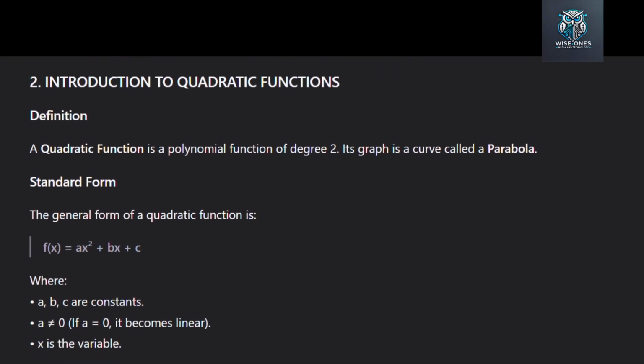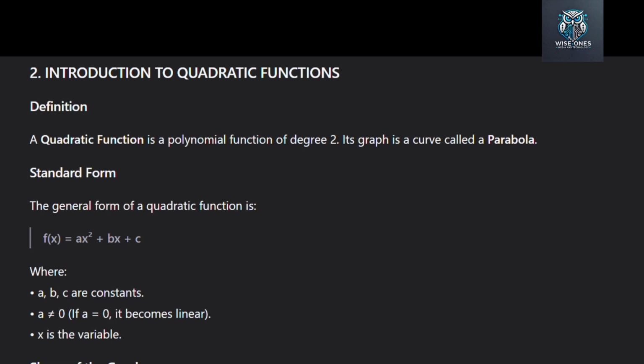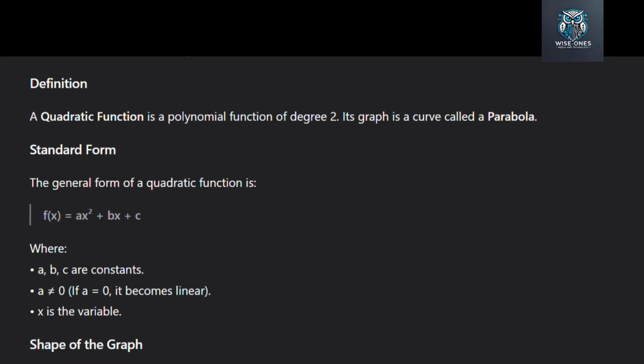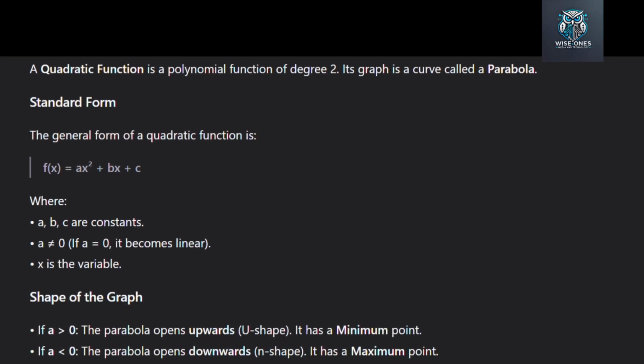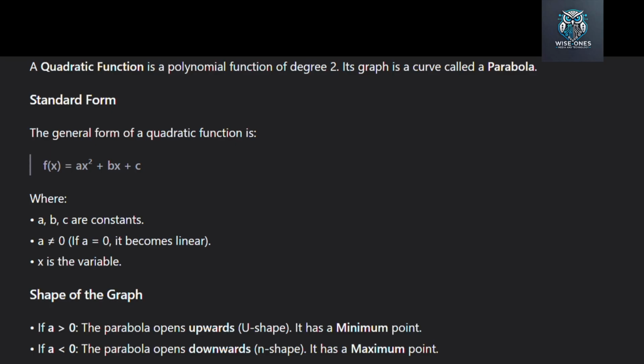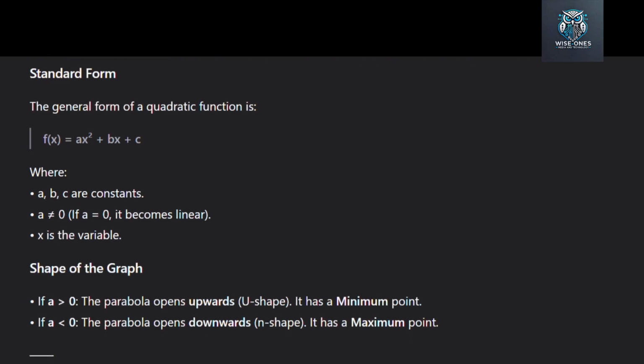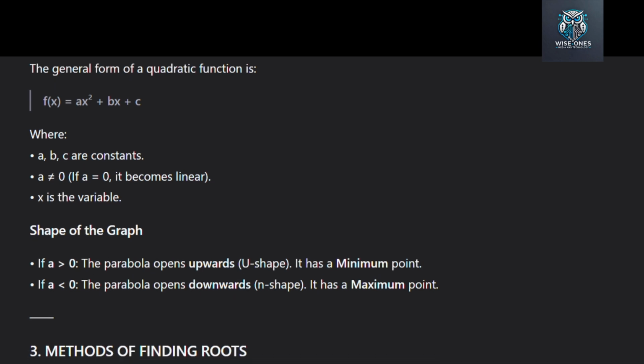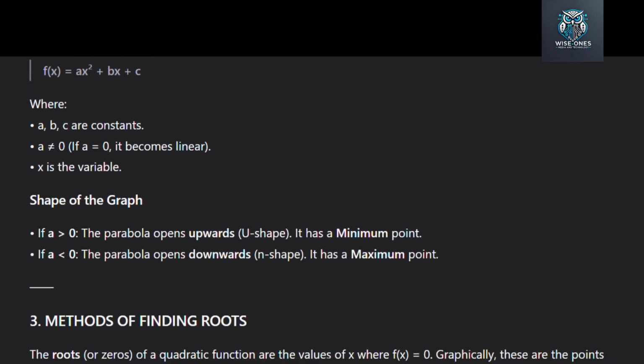The standard form of a quadratic function is written as f of x equals a x squared plus b x plus c. Here, a, b, and c are constants. They are just numbers. x is the variable. There is one very important rule. a must not equal 0. If a equals 0, the x squared term disappears and it becomes a linear function, which is just a straight line. We do not want that. We want a quadratic, so a cannot be 0.